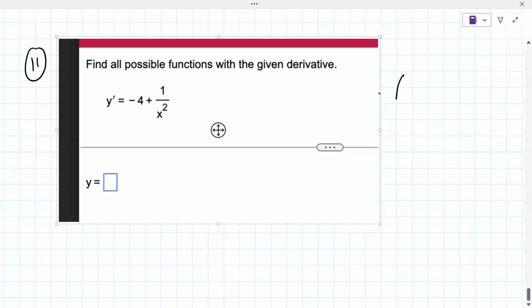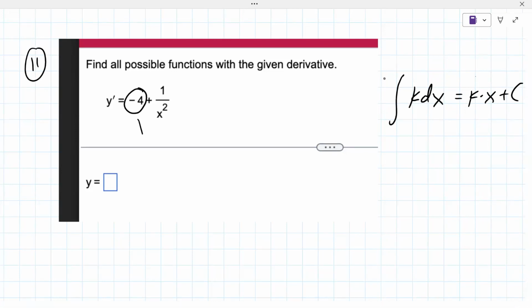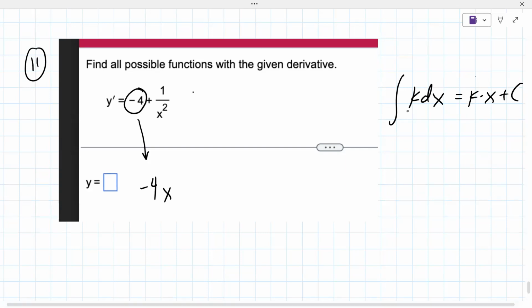So the integral of a constant, actually I shouldn't do it that way. Sorry, I'm trying to undo. The integral of a constant dx is the constant times x plus c. So this -4 is the k. The antiderivative of a constant is -4, and then you put an x with it. This is where it gets confusing. It's like, wait, there was no x. Yeah, you're right, there is no x. But the derivative is -4. Now there's this rewrite step.